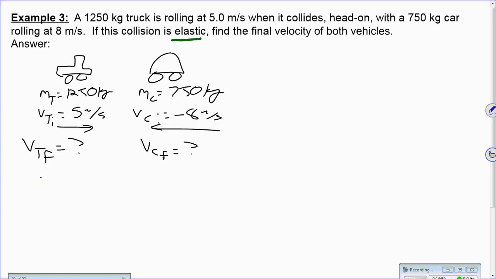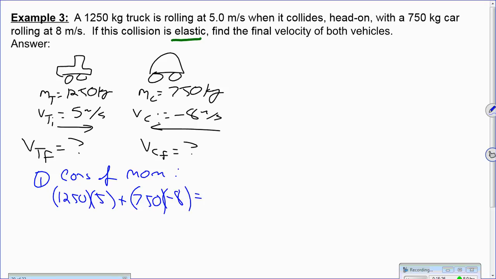All right, so equation number 1 is the conservation of momentum. Conservation of momentum tells me that the total momentum before the collision equals total momentum after the collision. So it's 1250 times 5 plus 750 times negative 8 equals 1250 times the velocity of the truck final plus 750 times the velocity of the car final.